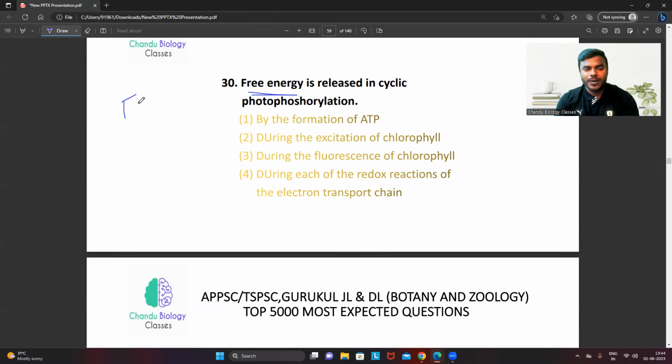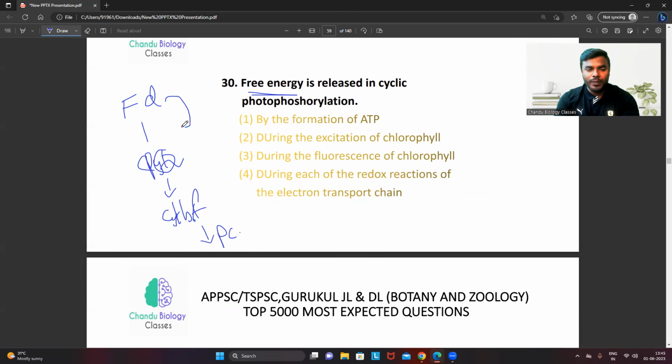In the cyclic photophosphorylation, the first electron acceptor is ferredoxin. Second one, plastoquinone. Third one, cytochrome b6f. Fourth one, plastocyanin. What did I tell all of you?